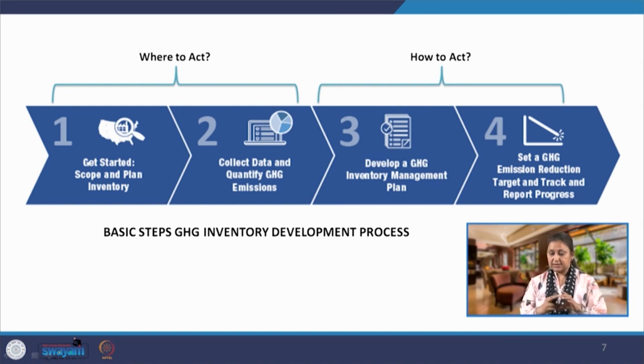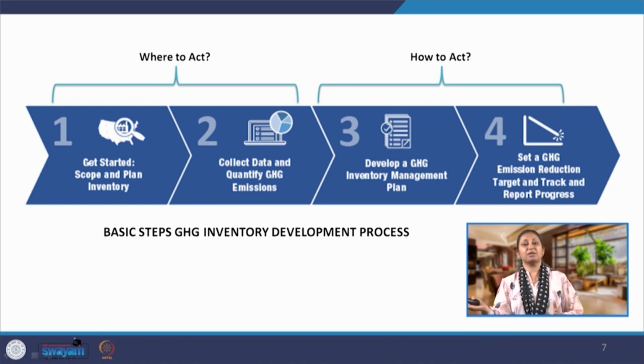Now, if we look at these 4 steps which we had discussed earlier too, step 1 and 2 define where to act, which is that we have to set up these boundaries and for that we have to identify the boundaries and the inventories within them. Once we have done that, we go to the second part, which is how to act, where we will develop a management plan for the inventory. So, we already know what the boundary is, what the inventories within that are, and we have collected the data related to these inventories. This is where to act, and how to act.